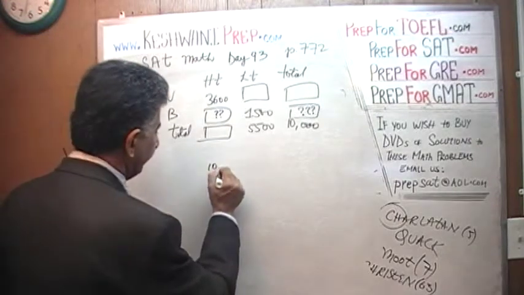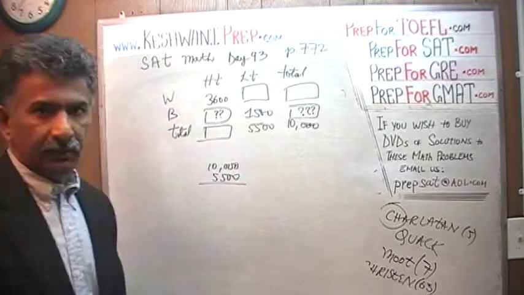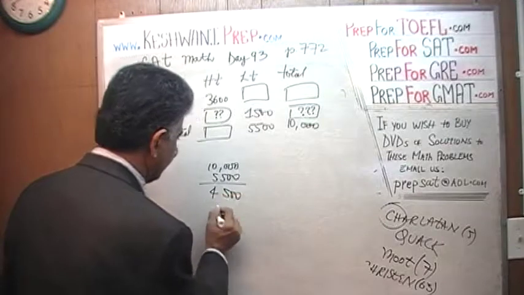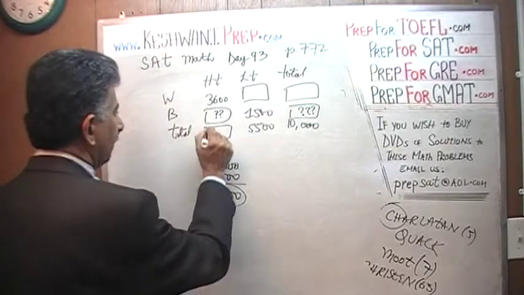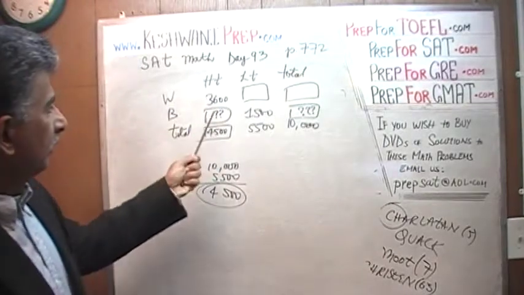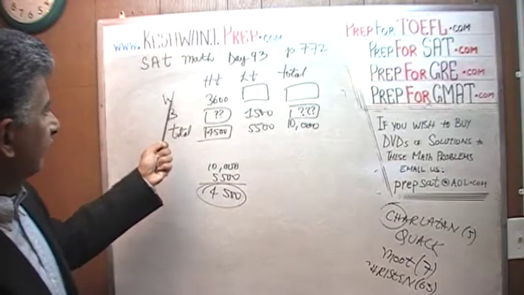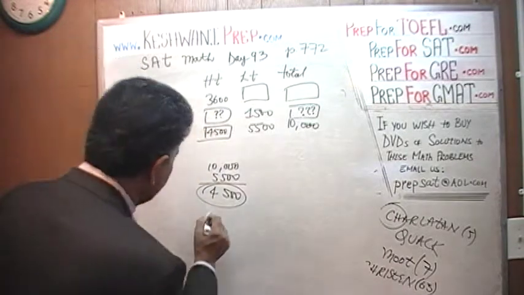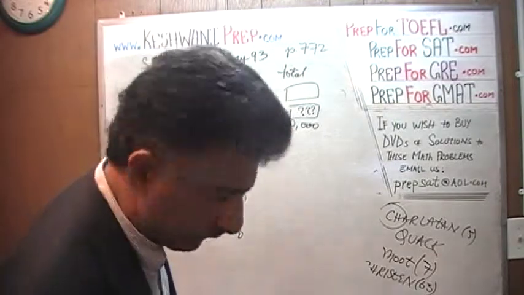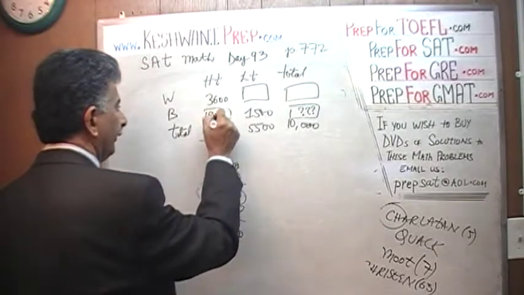So 10,000 minus 5,500. 10,000 minus 5,000 would be 5,000, so this is 4,500. So they had a total of 4,500 high top, and we are told they had 3,600 white high top. I'm making too much fuss here, so let's subtract 36 from 45, and that gives us 900. So that 900 goes in here. That 900 goes in here. That's it, we are done.